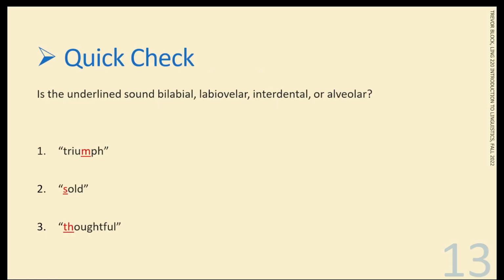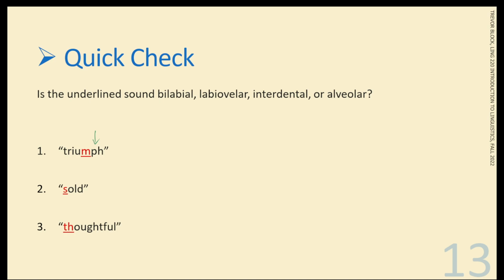So try this yourself. We did learn for triumph the other day that this is not quite the same M. That's a bilabial sound, but we'll just pretend it is for this exercise. So pronounce these sounds and try to feel in your mouth what they are. And then write down an answer. So I'll go through these now.